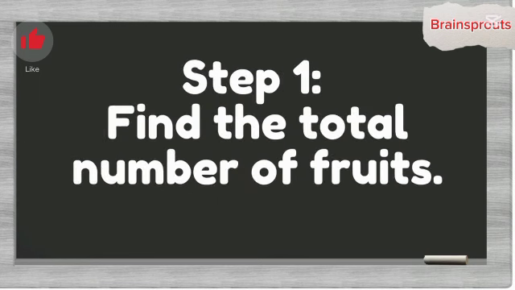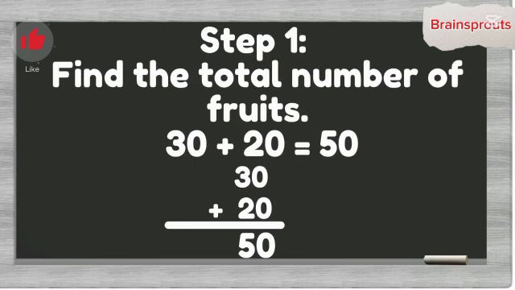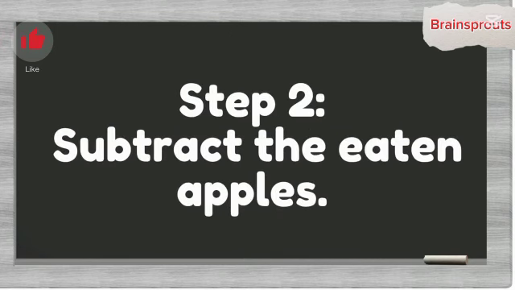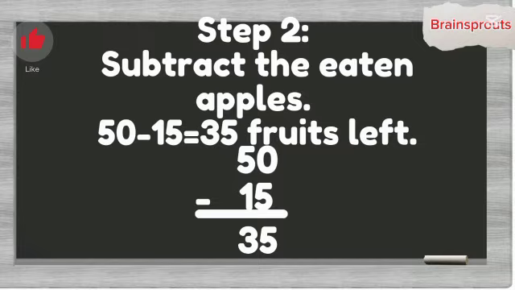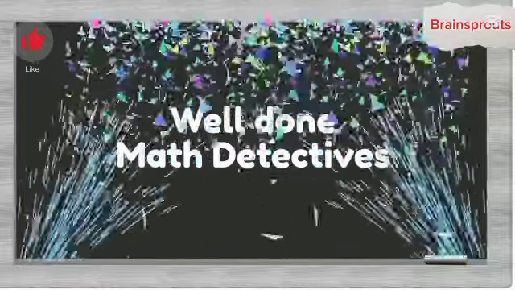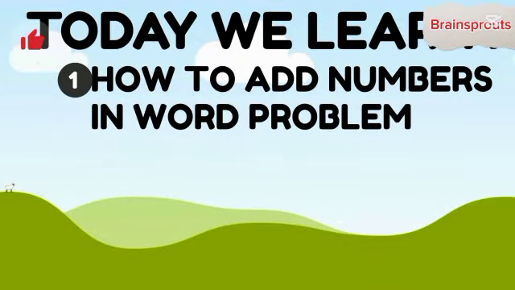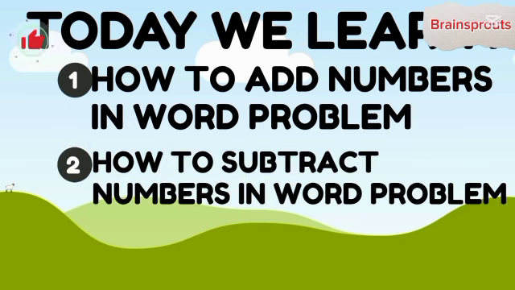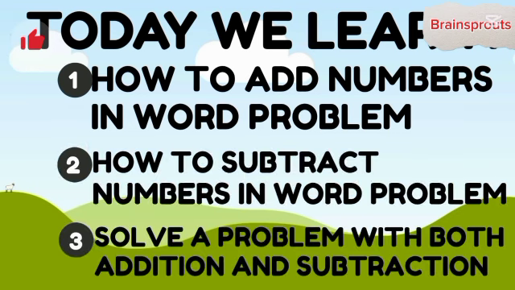Step 1. Find the total number of fruits. 30 plus 20 equals 50. Step 2. Subtract the eaten apples. 50 minus 15 equals 35 fruits left. Well done, math detectives. Today you learned how to add numbers in word problems, subtract numbers in word problems, solve a problem with both addition and subtraction.